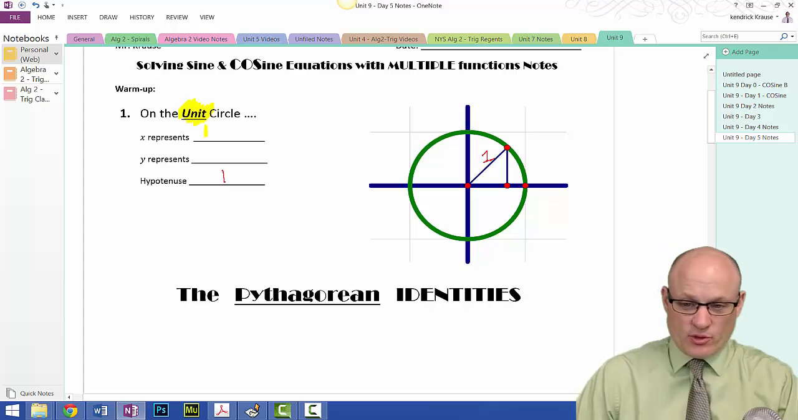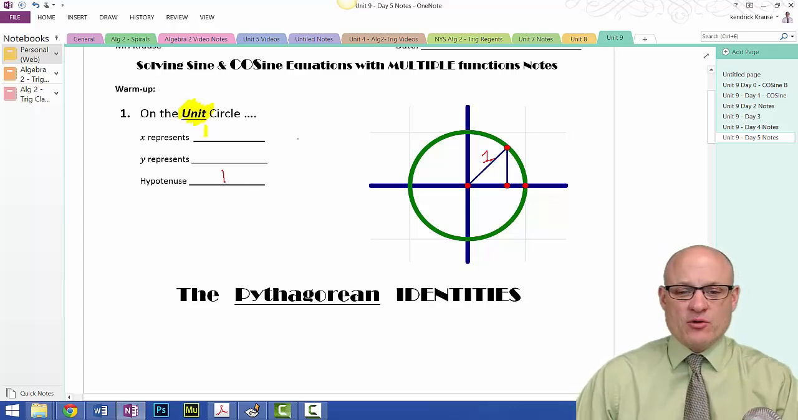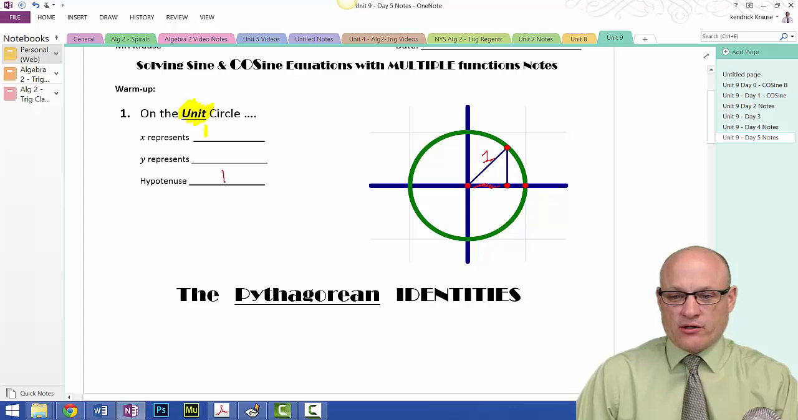Radius 1. Okay, now, if you remember correctly, we've talked about this a bunch. This x value, this x distance along here, the coordinates of this point, the x value is represented by the cosine. So the cosine of, let's say, theta.